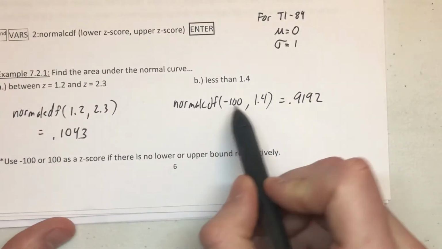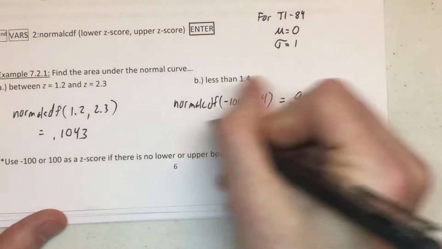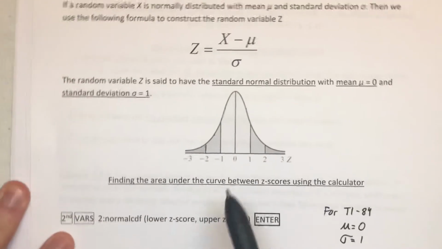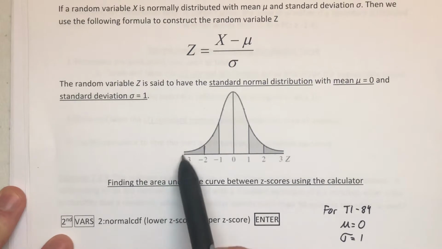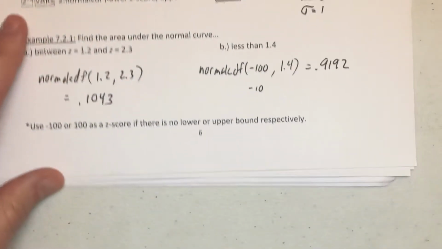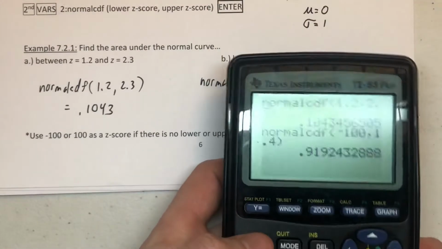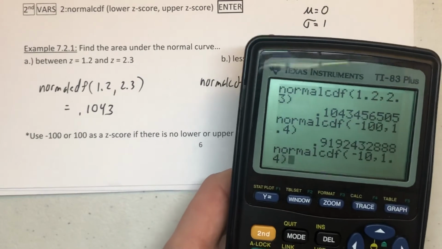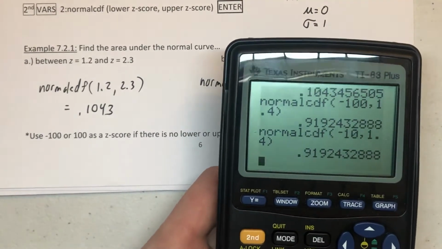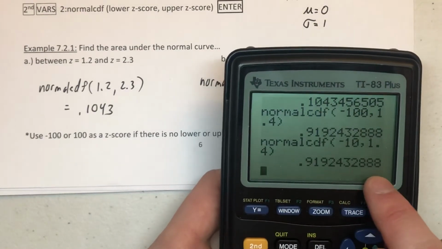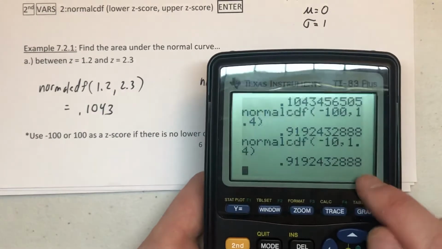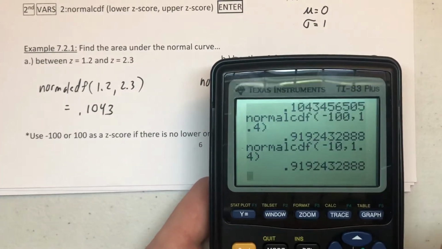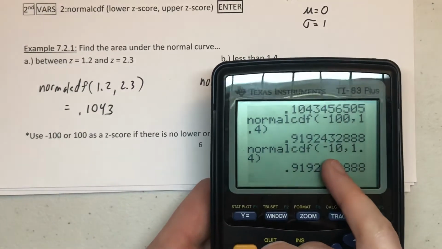What I do also want to point out is that this is really almost an exaggeration. Let's see what happens if you just put -10. Even -10 is still a bunch of jumps to the left, right? 3 is almost done, and you're going 7 more out here. Notice that if we do the same normal CDF, second vars, normal CDF, and do -10, comma 1.4, even changing that -100 to -10, to 10 places of decimal accuracy, they are still the exact same number. That's how close to the axis the graph is after you get out 10 jumps to the left.